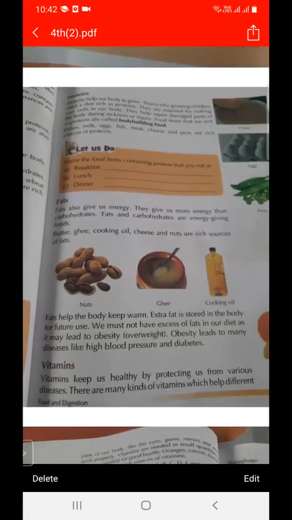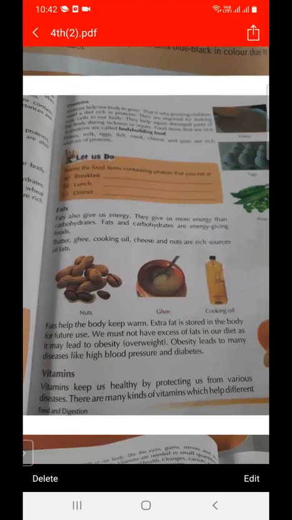And next is vitamins. So fat gives us energy to do work, but if we compare the energy obtained from carbohydrates and fat, then fat gives more energy as compared to carbohydrates. And how can we get fat? From butter, ghee, cooking oil, cheese, and nuts. And what is the function of fat? Fat helps to keep our body warm.